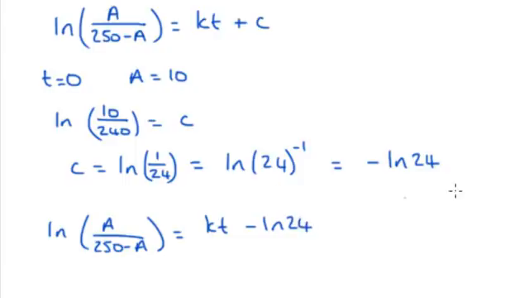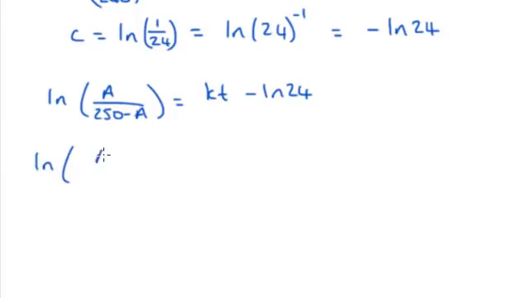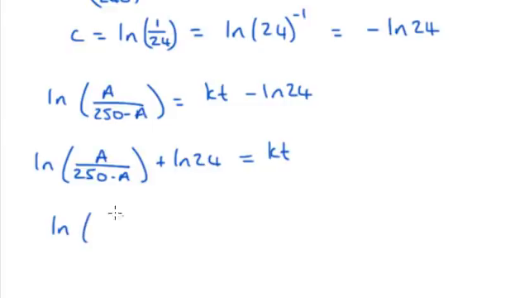But let's put this natural log 24 over to the other side. Natural log A over 250 minus A, add natural log 24 equals kt. Now why have I done that? I've done that so I can now bring these two terms together. When we have two logs added together, we times them. So I can now write this as a single log. Log 24A over 250 take A is equal to kt.